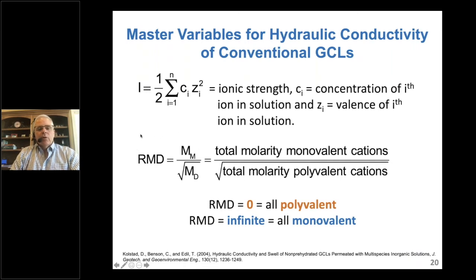And then we have another parameter called RMD, which is the ratio of monovalent to divalent cations. And we generalized that over time really to be all the polyvalent cations. So we take all the molarity of the monovalents, the sodiums, the potassiums, the lithiums, and then we add up all the polyvalents, the calciums, the magnesiums, the aluminums, and we create this ratio of RMD. So a really low RMD or zero would be all polyvalent. So a calcium chloride solution would be zero. A sodium solution would be infinite. All right. So RMD goes from very low to very high, very low being divalent or polyvalent, really high being monovalent.